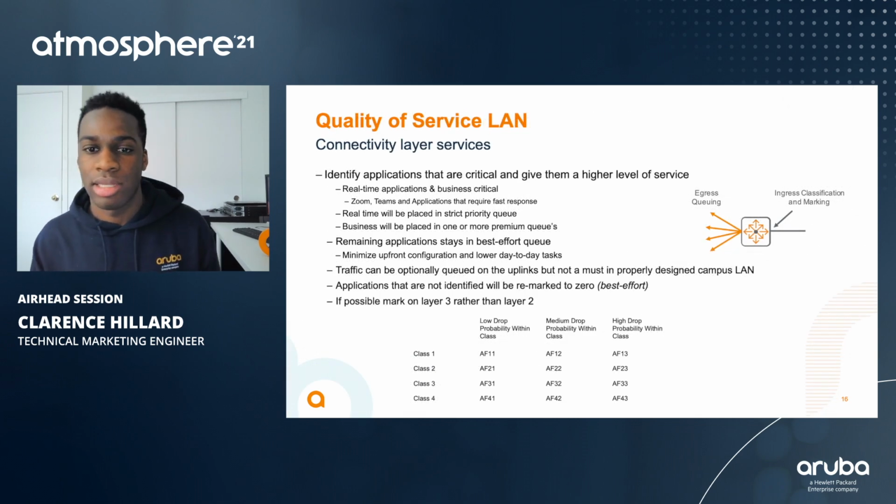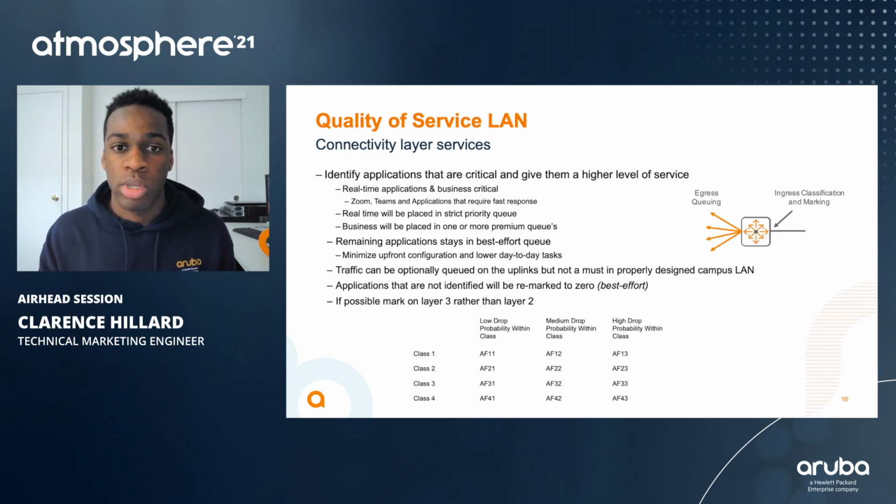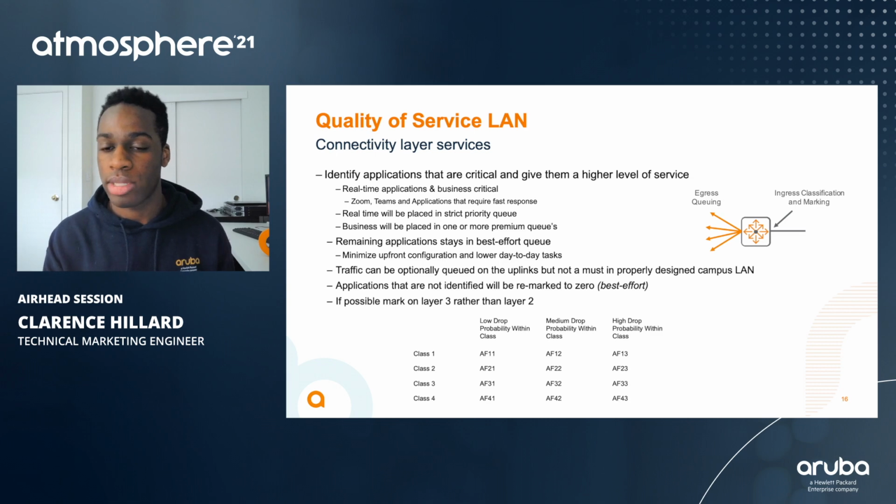So the next thing is QoS. When thinking about QoS, we can get very, very deep very quickly, so I want to give some relatively high level guidelines. First thing you want to do whenever you're deciding your QoS policy on your network is identify what real-time applications and business critical applications you have in your network.